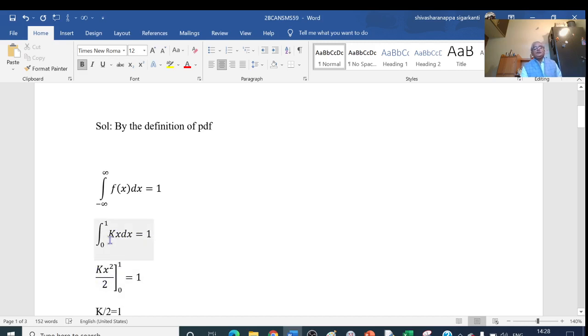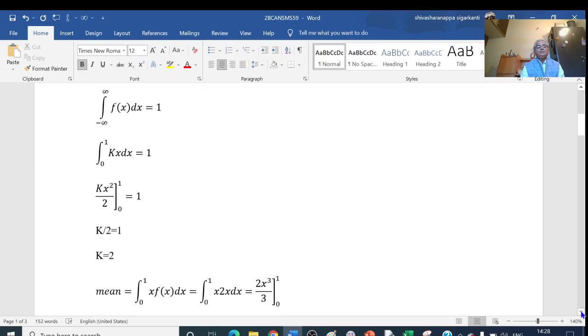Integrating, we get k, constant as it is. The integration of x is x square by 2 between 0 and 1, which is equal to 1. Substituting the limits, the upper limit x equal to 1, k into 1 is k by 2, minus 0, that is k by 2 is equal to 1. K by 2 equal to 1, or k equal to 2. This is the value of k.